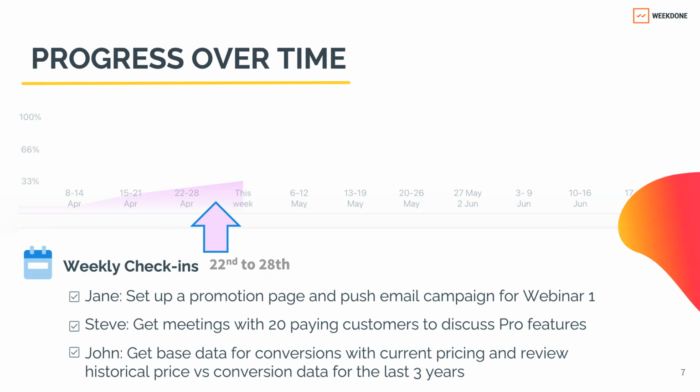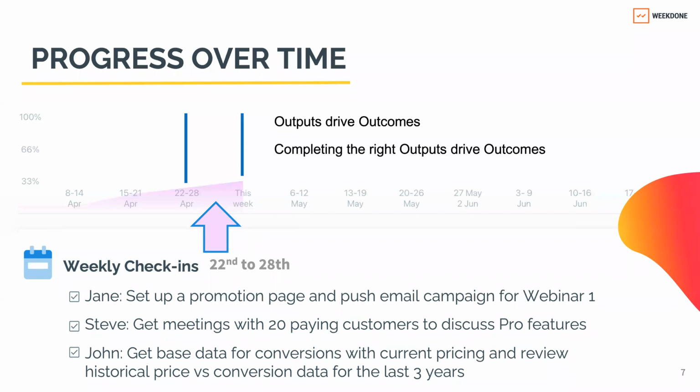However, if you don't set and basically execute on these outputs to drive the outcomes, it won't stay steady. If I set 8th to the 14th of April in this case, I execute on the plans and I wait 4 weeks for something to happen, we will have lost a lot of time, and usually it's very hard to recover unless it was a really excellent thing you did. The other thing you're thinking about is completing the right outputs to drive the outcomes.